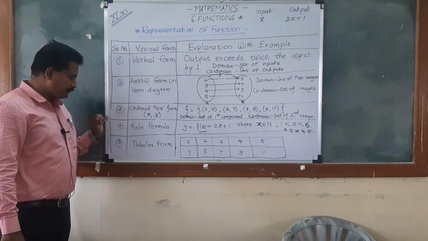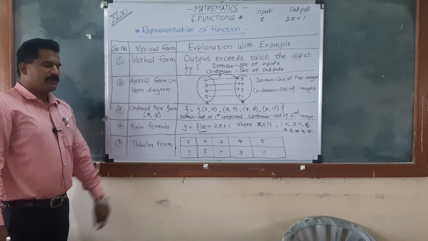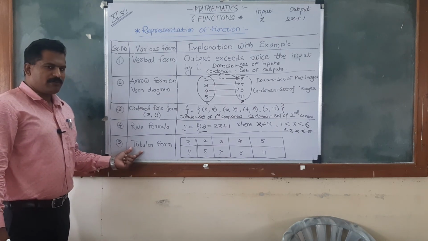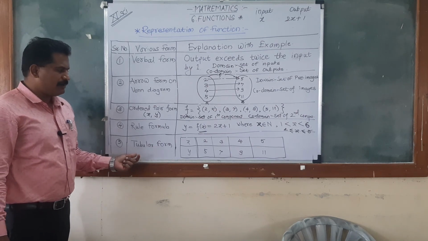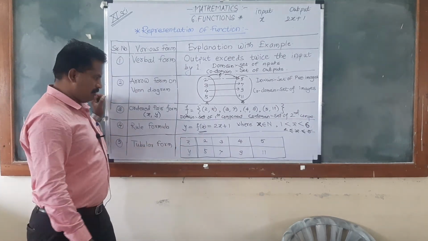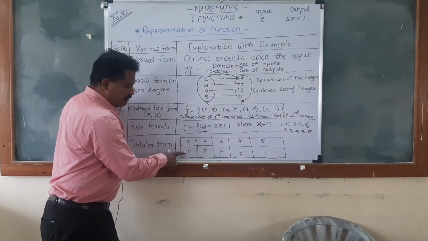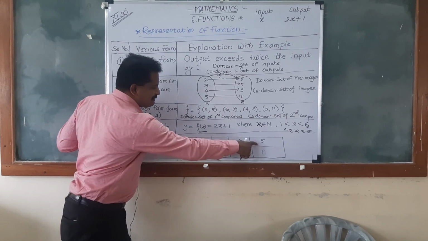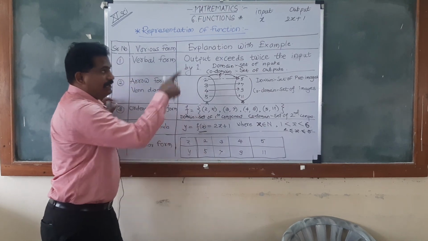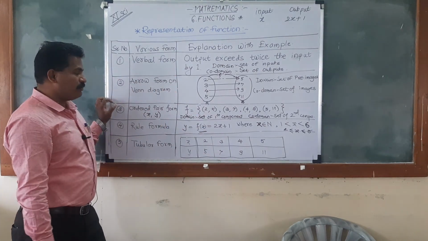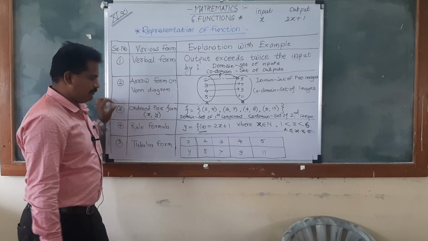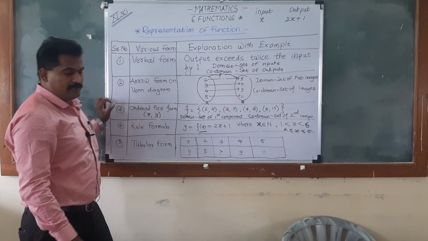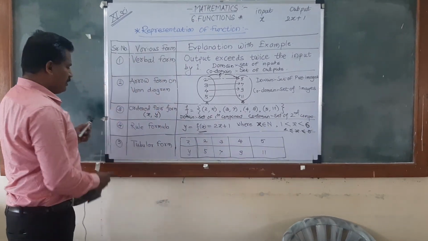Last, tabular form. We use this tabular form in the graphical method of linear equations in 10th. Tabular form is a very simple form in which we take two rows, x and y, and according to the value of x we can find the value of y by this formula or input-output form. Then the ordered pairs should be written in the form of a table. It is the fifth form, tabular form.